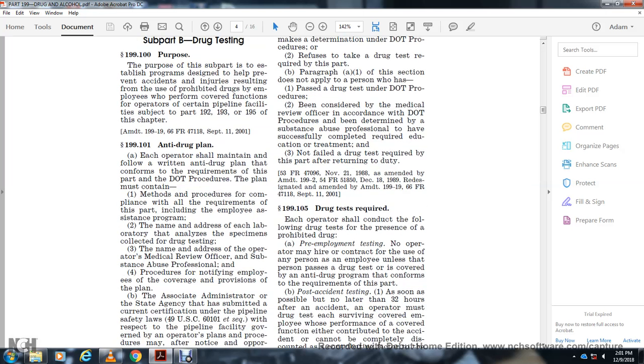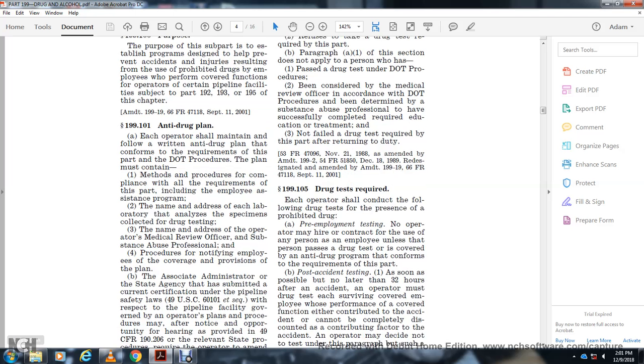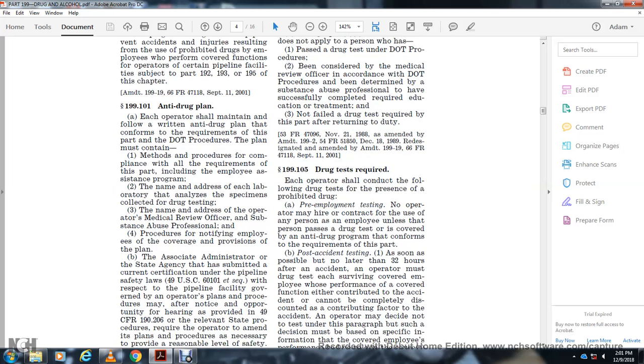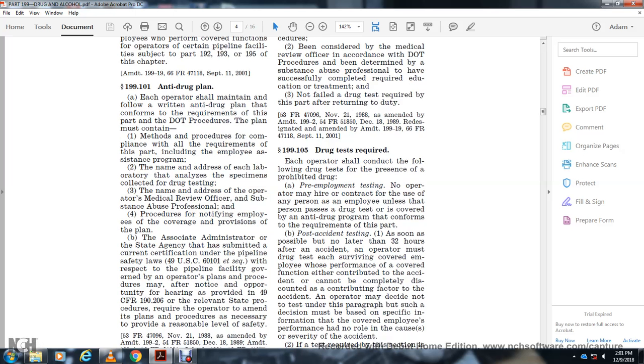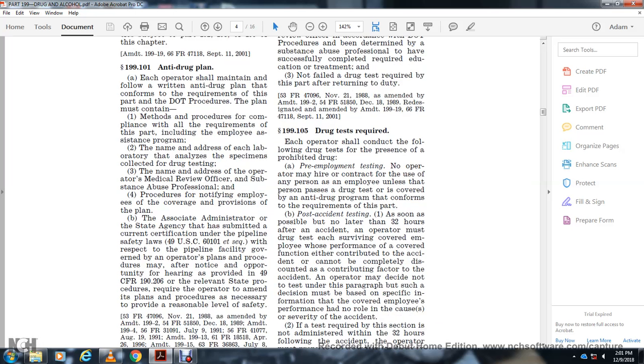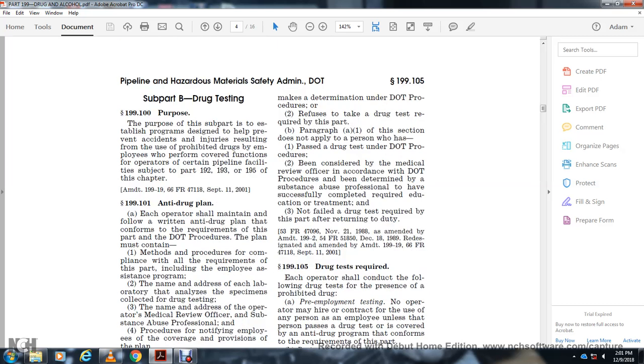Associated state agency submitted with the current certification under the Pipeline Safety Law of Title 49 U.S. Code 60105 with respect to the pipeline facility governed by the operator's plan procedure may, after notice and the opportunity for a hearing as provided in Title 49 CFR 190.206, require the operator to amend its plan procedure as necessary to provide a reasonable level of safety.